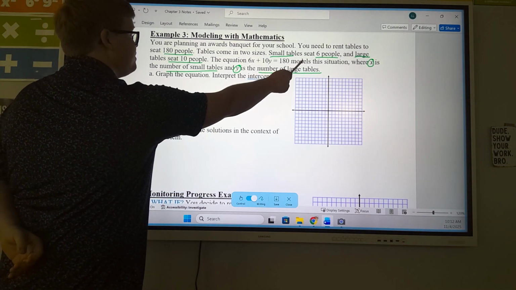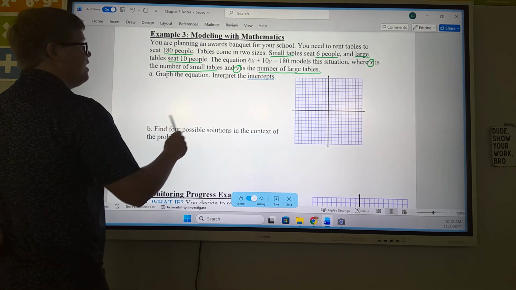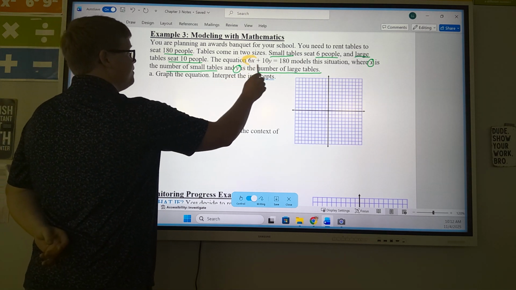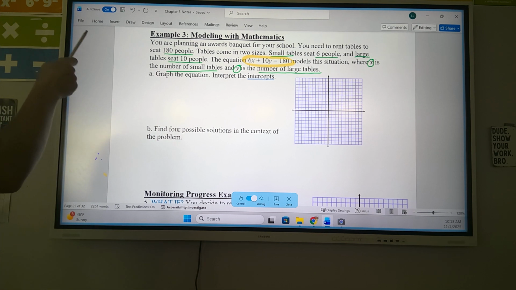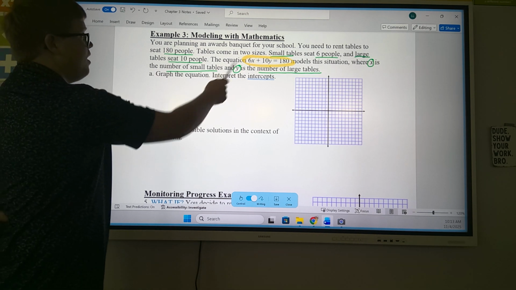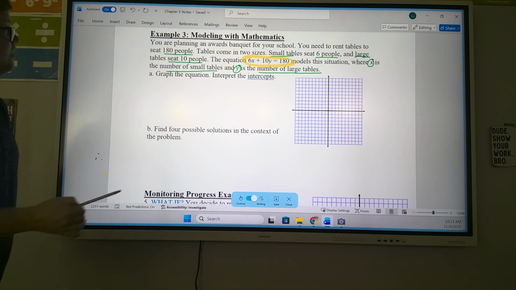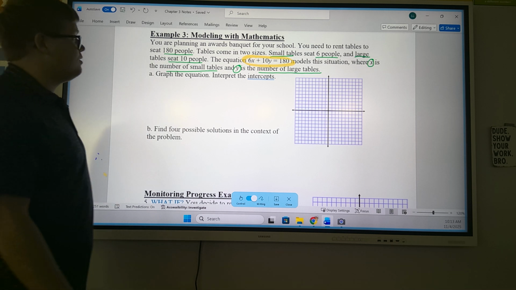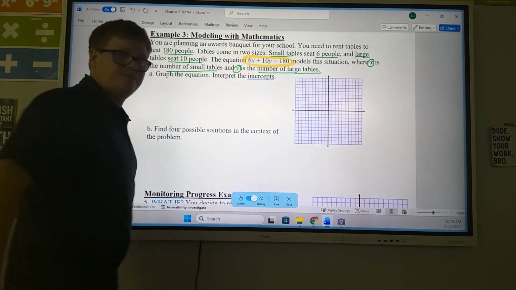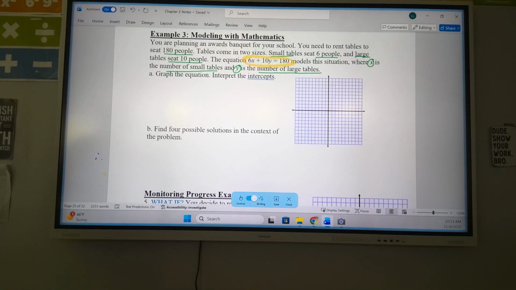6 people at a small table. X is the small tables, that's where we get our 6x from. 10 people at a large table. Y is our large tables, that's where we get 10y from. And of course our 180 comes from 180 total people attending the awards banquet. We have 6x plus 10y equals 180. If you are not given an equation, it tells you how to write it every single time.